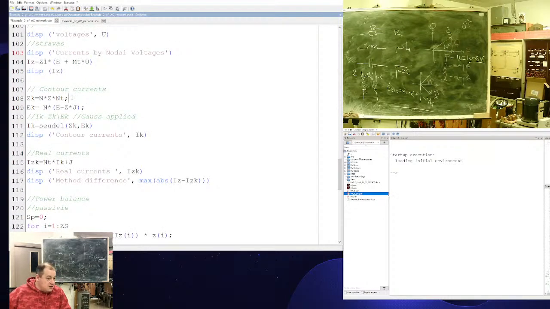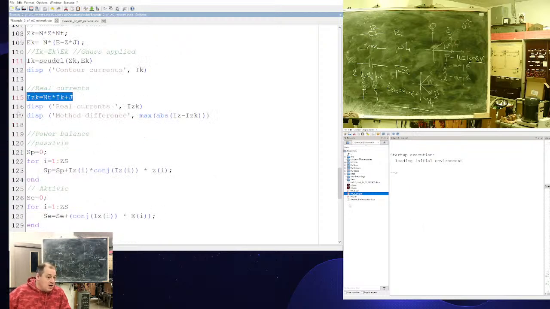For contour currents, same thing. You can see it's very easy. Contour resistance matrix, contour EMF matrix, and a call of the Seidel procedure to solve a system of linear equations. Real currents, easy. I can check the difference of methods with the max difference.